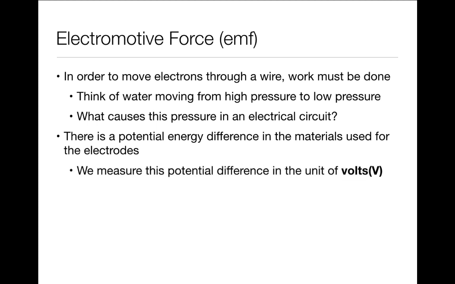And we measure this potential difference in the unit of volts, which is why when we talk batteries, we're always talking about volts. Even when we go to the store and buy our regular AA batteries, they're 1.5 volts.